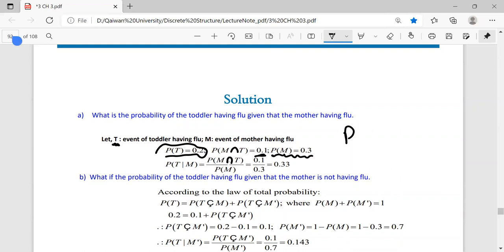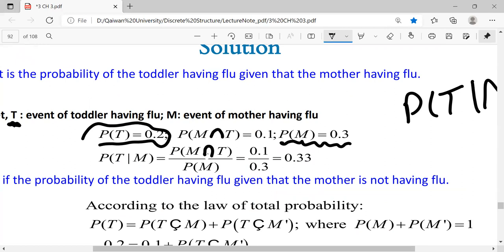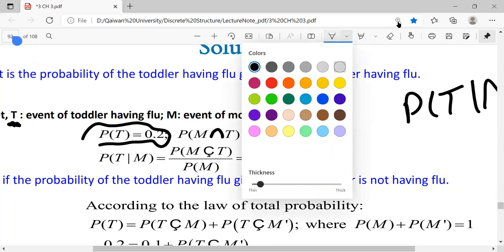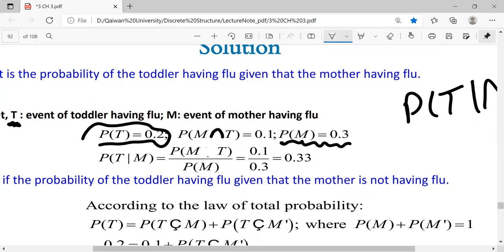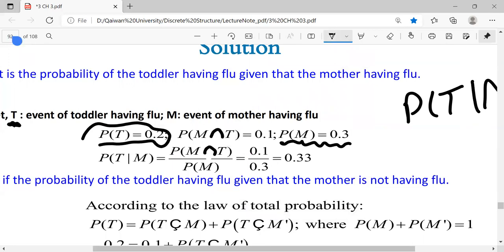Now, to find the probability of toddlers having flu, given that mother has flu, is the probability of T intersection M divided by the probability of M. So what's the probability of T intersection M? That's given, which is 0.1. Then the probability of mother having flu in the clinic is 0.3, which is 30%. This is the probability of mother having flu and toddler having flu, which is 0.1.